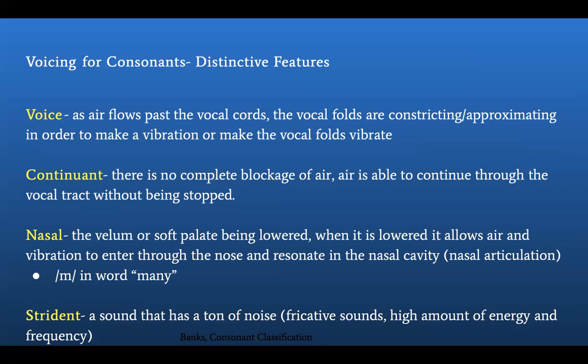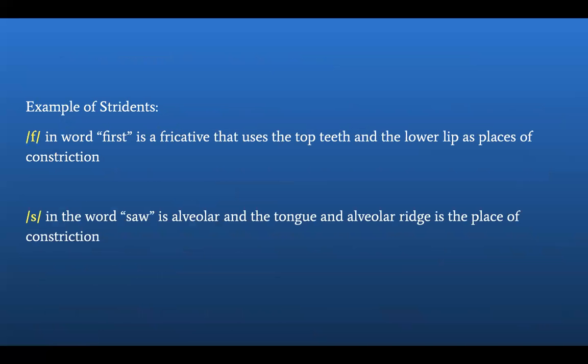Strident is a sound that has a ton of noise. These include fricative sounds, which have a high amount of energy and frequency. An example of strident would be phoneme F in the word first. This is a fricative that uses the top teeth and the lower lip as places of constriction. So when we produce the phoneme, we are using our top teeth and lower lip. And without those two things meeting, we would not be able to produce that phoneme.